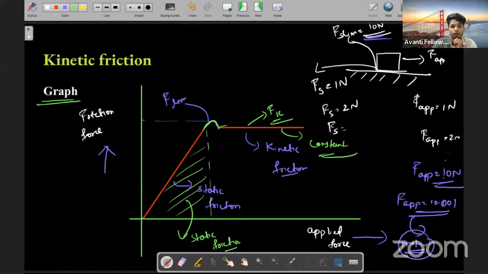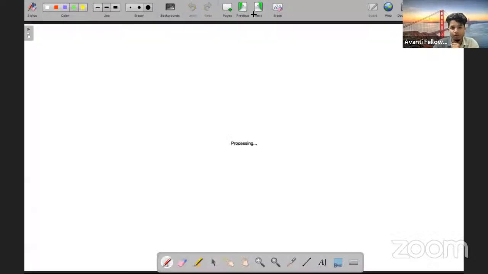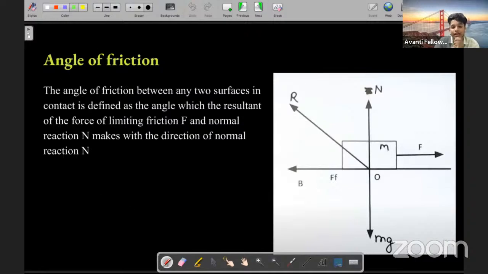Okay, good, good. Now, students, we'll be talking about this angle of friction. What is this angle of friction? It is very, very easy, students. Just listen to this. Let's talk about this now. The angle of friction between any two surfaces.